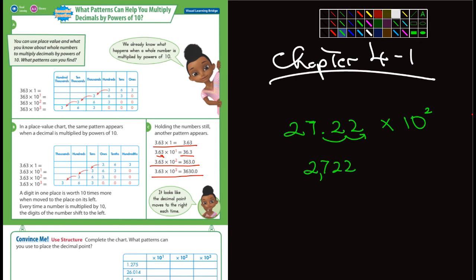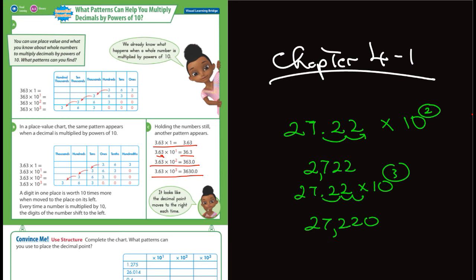What if I was to multiply that 27.22 times 10 to the third power? Well, how many places do you think I'm going to move? 1, 2, 3. So actually I have to add a 0. It becomes 27,220. So for each exponent, that's how many places we move the decimal.